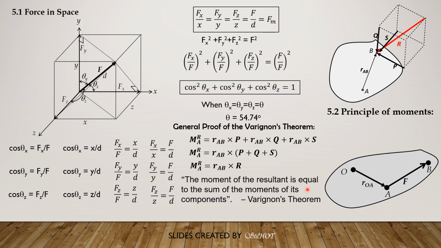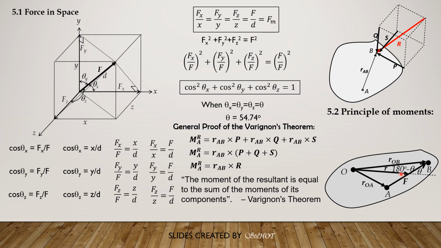Then we have a moment center O, or any point. Then we have the position vector from O to A and position vector from O to B. Then in general, we have position vector R from O to any point on the line of action of the force. Then moment of the force about O is simply the cross product of the position vector R with F. So R cross F is the moment of F about the point O.